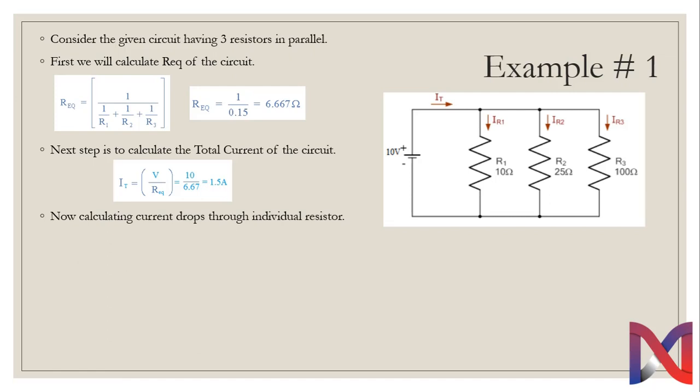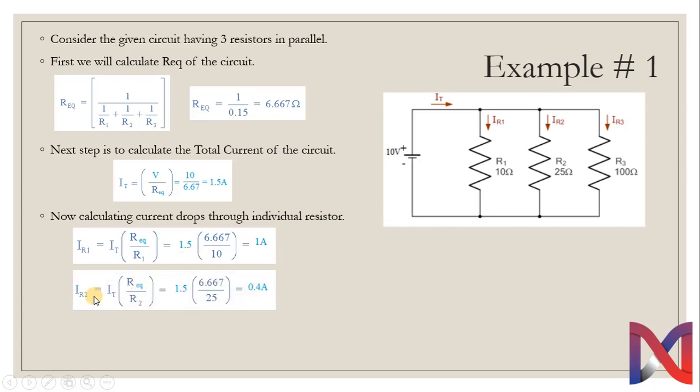Now calculating the current drops through individual resistors. First we will calculate IR1, which will be IT multiplied by R equivalent divided by R1. So we have 1.5 amperes as our total current, 6.667 as our equivalent, and 10 as R1. So we get 1 ampere across IR1.